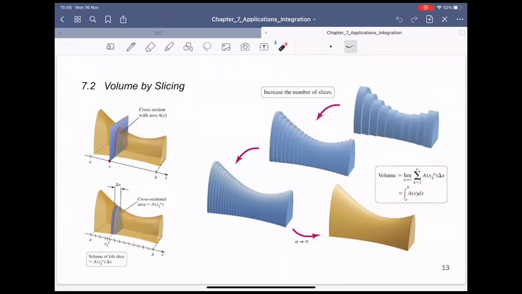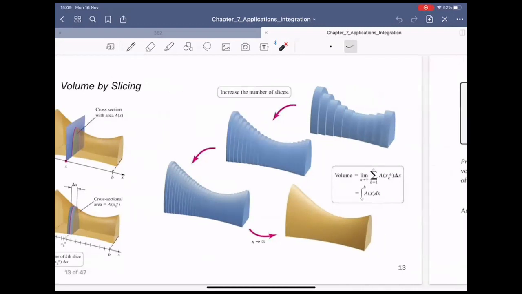If you have a hard time imagining the picture, think of a loaf of bread. If I ask you to find the volume of the loaf of bread, the easiest way is to cut the loaf into n pieces and compute the volume of each piece. For each piece, you find the width and multiply it by the cross-sectional area to get the volume of that piece. Then you sum all n pieces, and you get the volume of the loaf of bread. The same thing applies here.